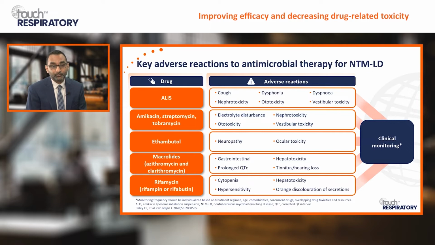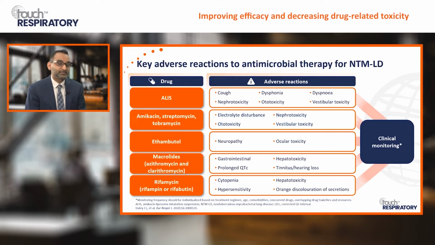For ethambutol, we want to monitor for ocular toxicity and neuropathy. For macrolides, we normally monitor for GI side effects. We monitor for hearing loss, prolonged QTcs on an EKG, and liver issues. And for rifamycins, we want to make sure a patient is not presenting with cytopenias, hypersensitivity reactions, hepatotoxicity, and orange discoloration, although that's normally a normal response, meaning that the rifamycin is getting absorbed.